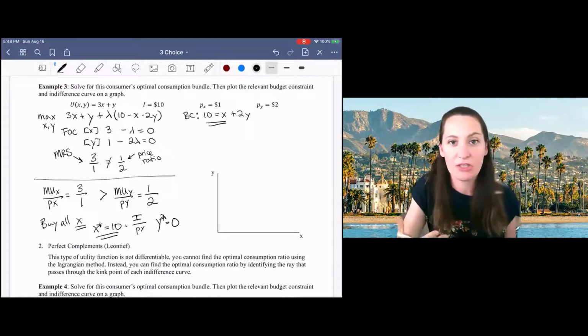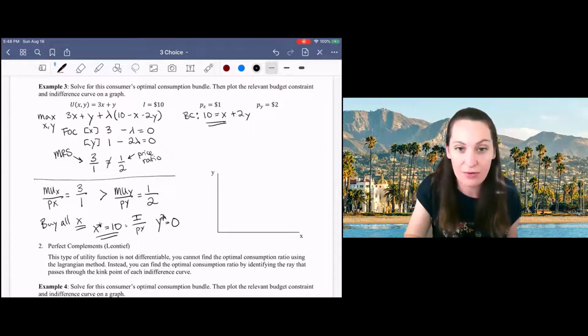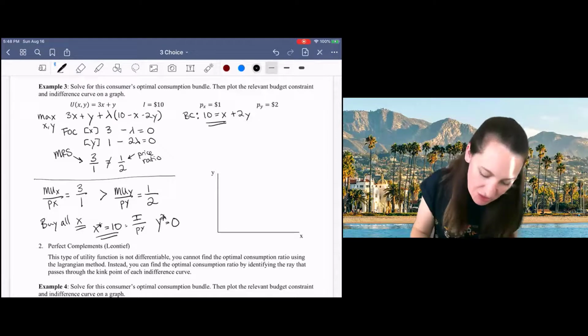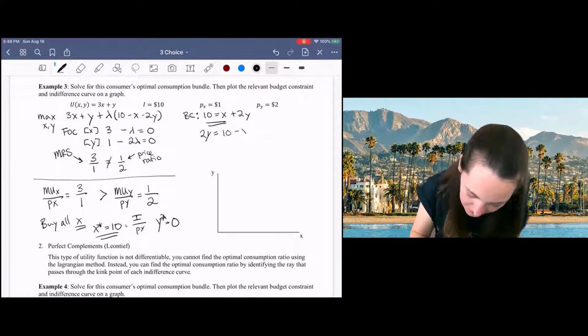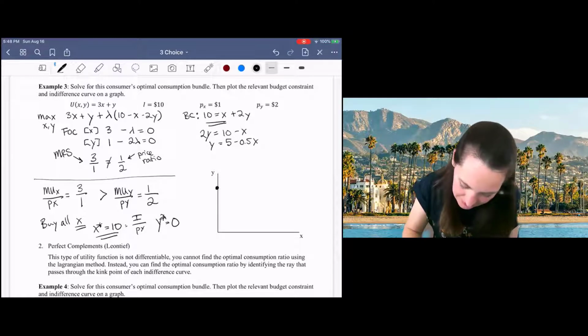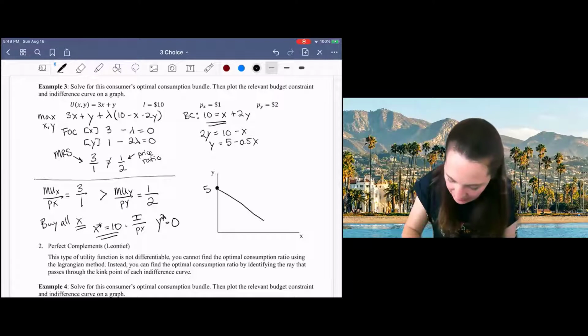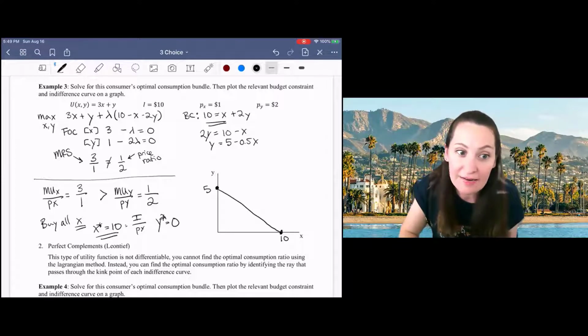The last thing I want to do here is to plot the budget constraint and the indifference curve so you can see what's going on. So for the budget constraint, remember, you just want to rearrange so that you've got Y equals something. So we've got, say, 2Y equals 10 minus X. Y is equal to 5 minus 0.5X. So my y-intercept is 5, and my x-intercept is 10. The slope of this line is negative 1/2.